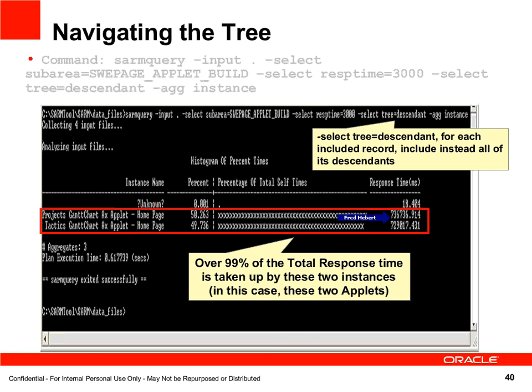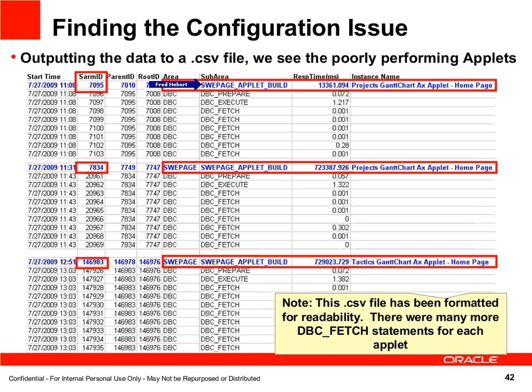I output that to CSV, and I can take a look in here at my sweet page applet build, and I can see that the Project Gantt Chart applet took 723, 729. I can see these long-running transactions over here, and my poorly performing applets. So where are these coming from? And I see underneath all of these DBC prepare, execute, and fetch statements.